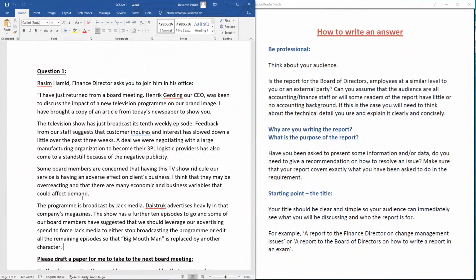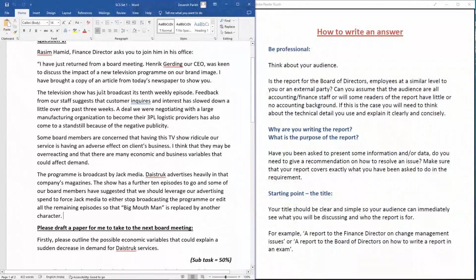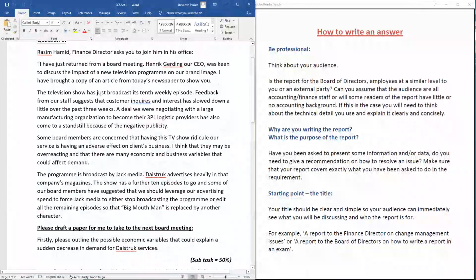So let's read the question. Rasim Hamid, finance director, asks you to join him in his office. "I have just returned from a board meeting. Henry Gedding was keen to discuss the impact of a new television program on our brand image. I have brought a copy of an article from today's newspaper to show you." So while I'm reading the question, I have 5 full minutes, so I keep asking myself, okay, have I understood this?